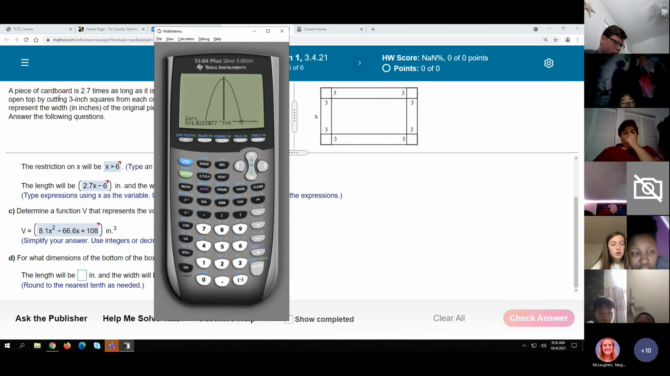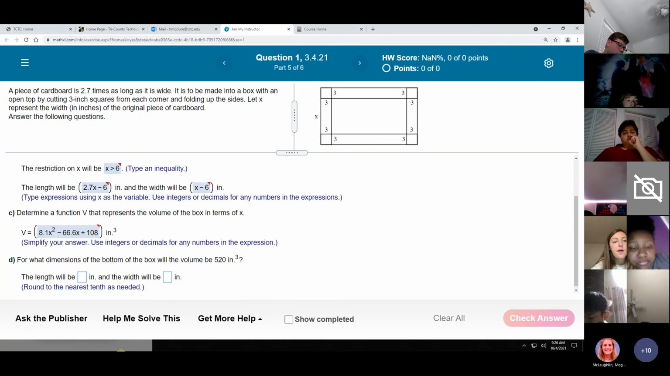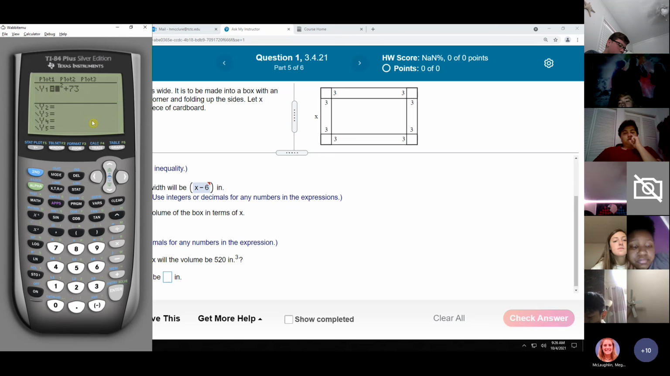And the question is not that specific. So y is equal to 8.1 x squared. I despise these calculators. I wish every time you put a cursor in there, it cleared the whole thing.